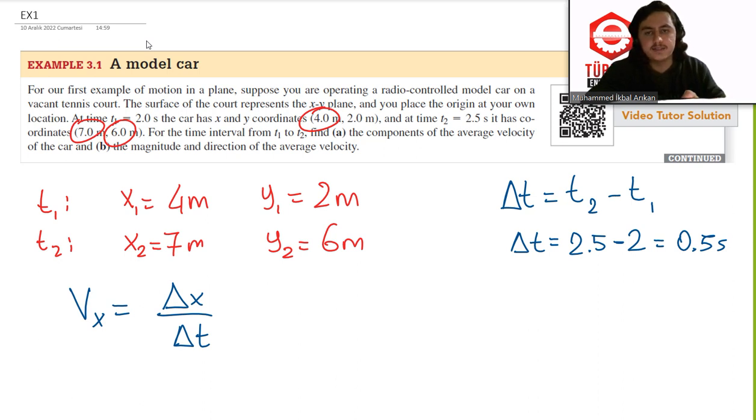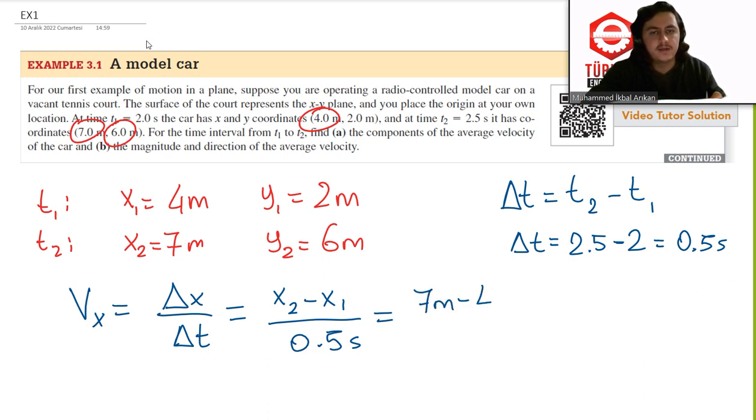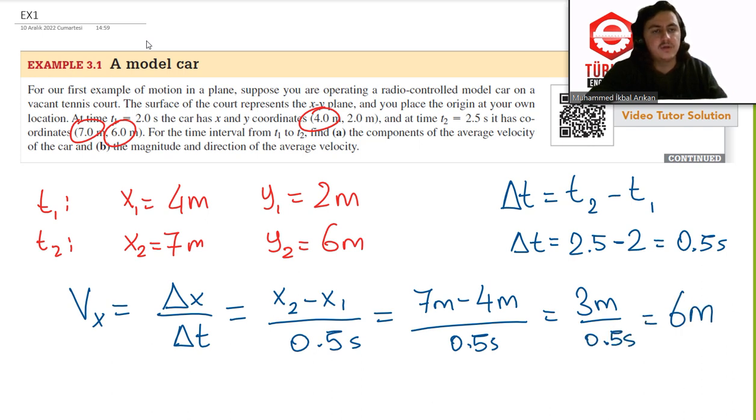What about delta x? Here I will put my x final, x2 minus x1 divided by delta t. I know delta t, it's 0.5 seconds. So here I will put x2, 7 meters minus 4 meters divided by 0.5 seconds. That will give me 3 meters divided by 0.5 seconds, so that will be equal to 6 meters per second. This is my velocity in the x direction.